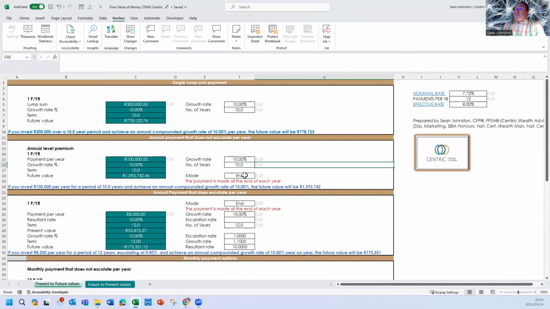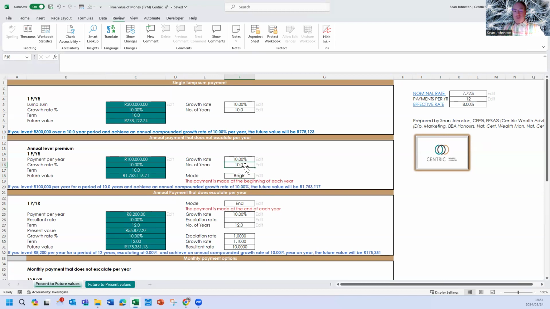Again, the difference is that we now have the beginning and end mode. What this means is if you make your payment at the beginning of the period, you're making it at the beginning of the year. If you make the payment at the end of the year, then obviously you're going to have that 1 year of compounding that you're not going to receive.